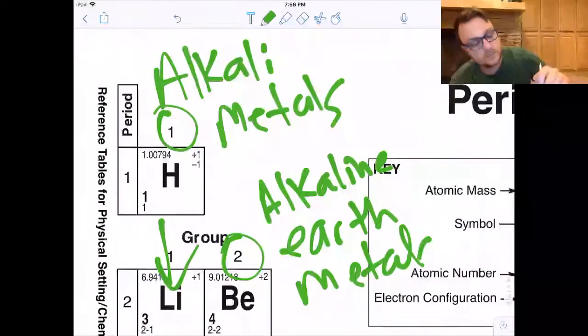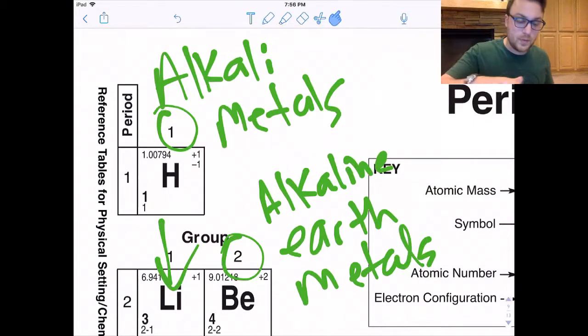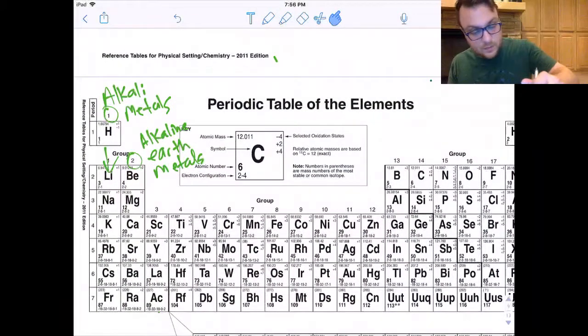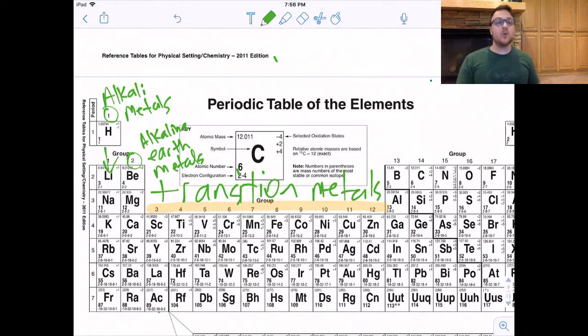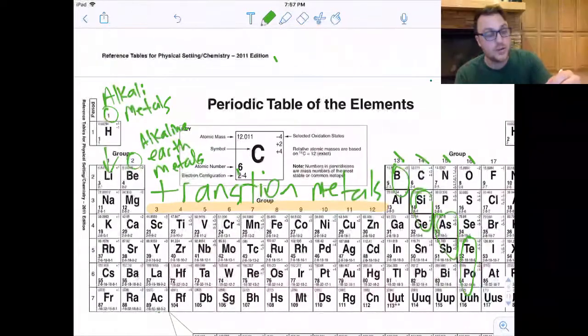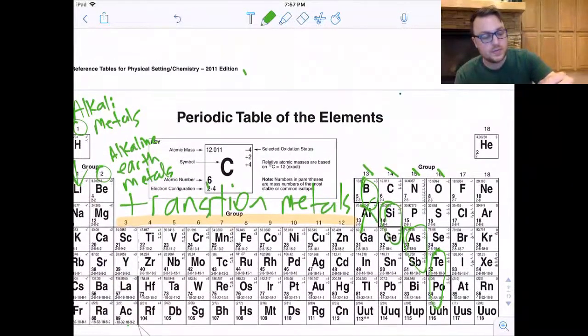Group 3 through 12 are your transition metals, because these are transitioning across the periodic table to your metalloids and then your nonmetals. Don't worry about 13, 14, 15, or 16. Again, your metalloids are right here on or underneath the staircase. Aluminum is not a metalloid. It is a metal. You get to group 17, which here will be your halogens.